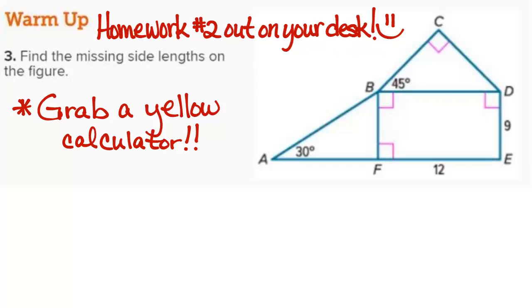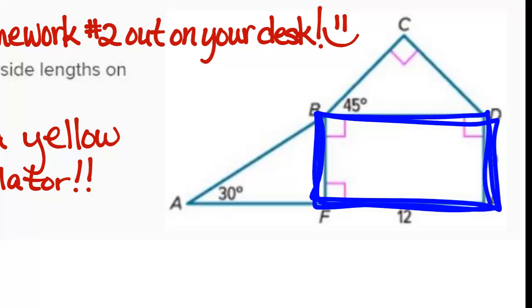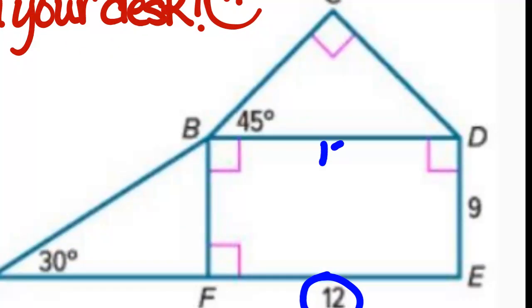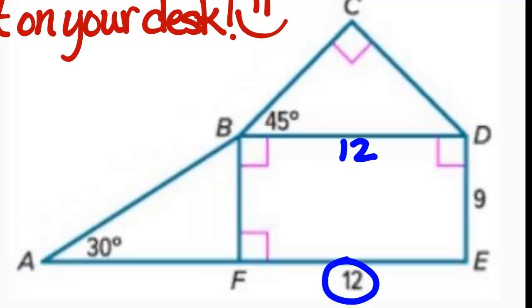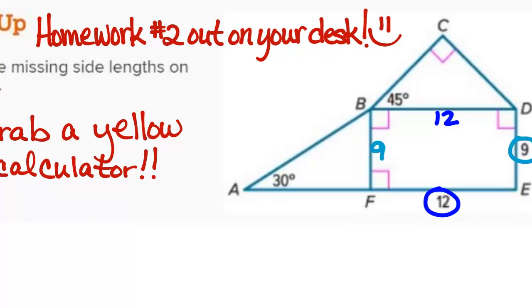All right, so on the warm-up, we needed to find all the missing side lengths. We have a rectangle down here in the lower right corner of this figure. I know that the bottom of the rectangle is 12, so what other side would have to be 12 then? BD would have to be 12. DE is 9. What else would have to be 9? BF.